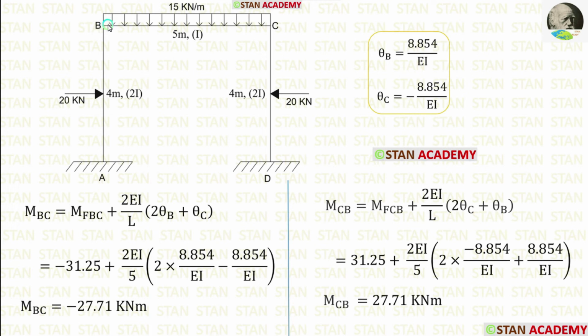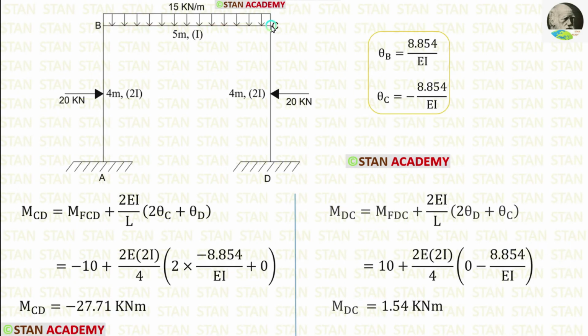Now let us make the slope deflection equations in the beam BC. In these equations, let us apply the fixed end moments. Length of BC is 5. Let us apply that. After applying the values of theta B and theta C in these equations, we are getting MBC and MCB.